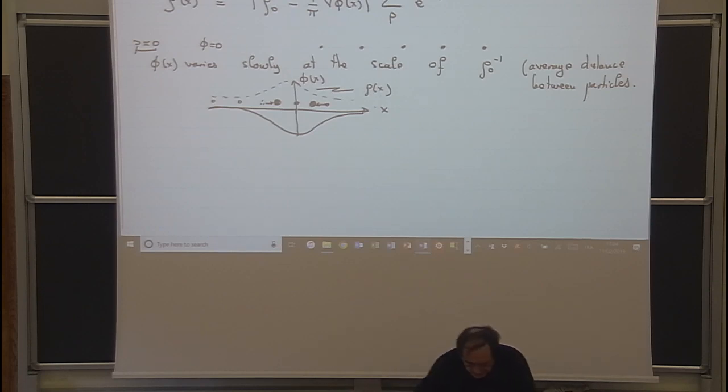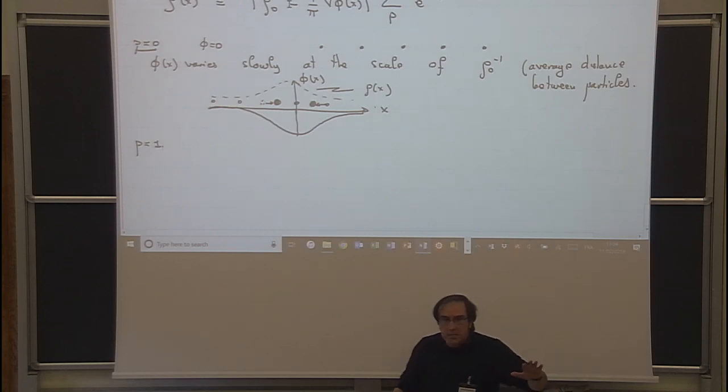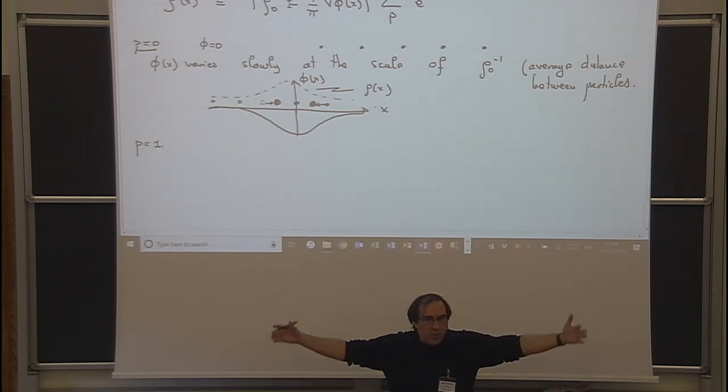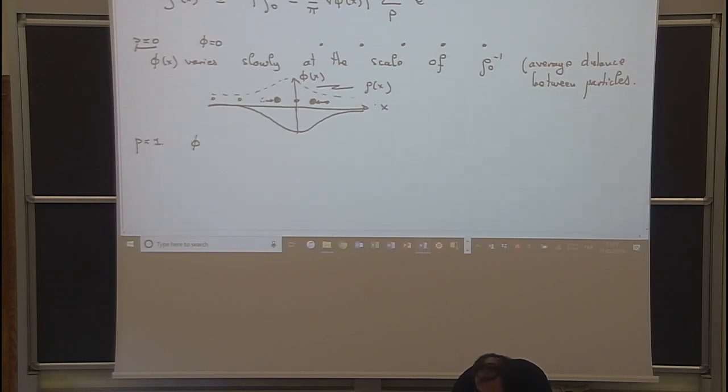Now let's look at the other terms. Let's look now at the term p equals 1. And let me keep things simple. I will consider that phi is constant over a large portion of the system. If phi is a constant, then the density is essentially rho 0 cosine of 2 pi rho 0 x minus 2 phi.